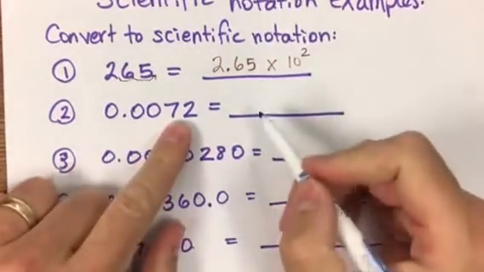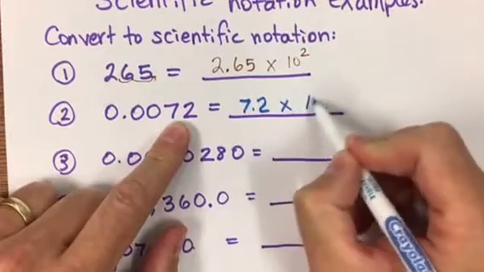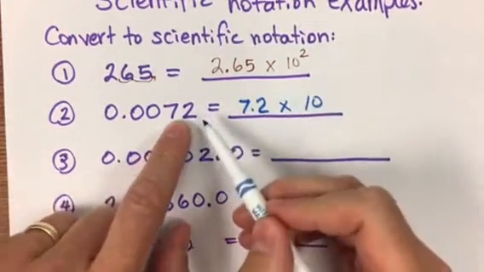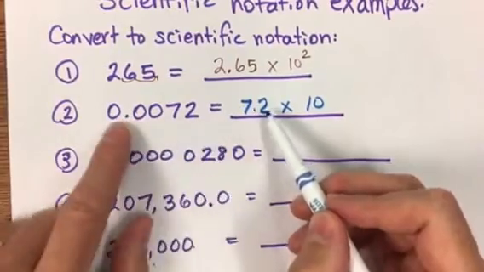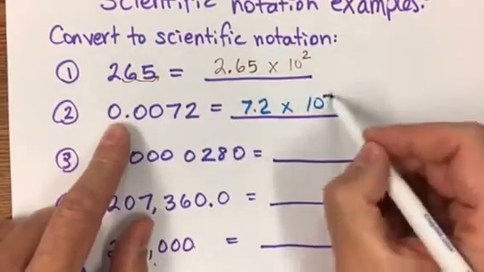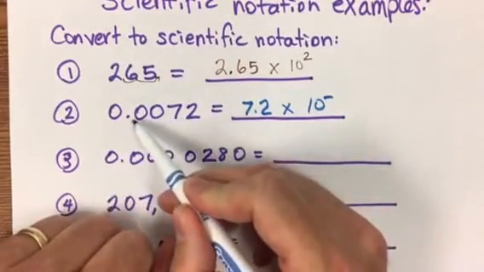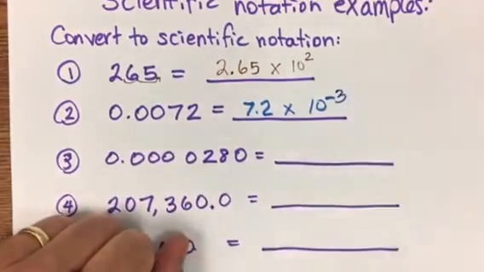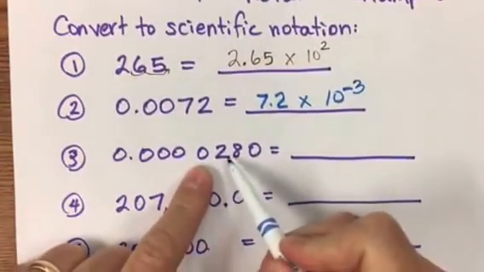How about this one? This is going to be 7.2, times 10 to what kind of power? To get back to the original number, the decimal moves to the left, or the original number was less than 1. So this is going to be a negative power, and that would be 1, 2, 3 places. So that represents this.